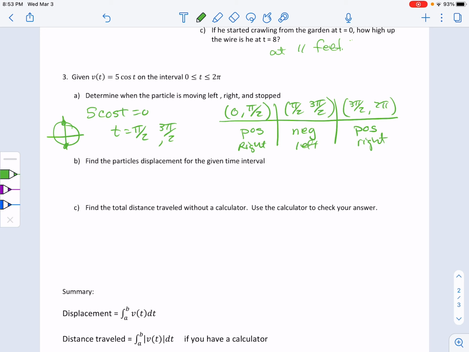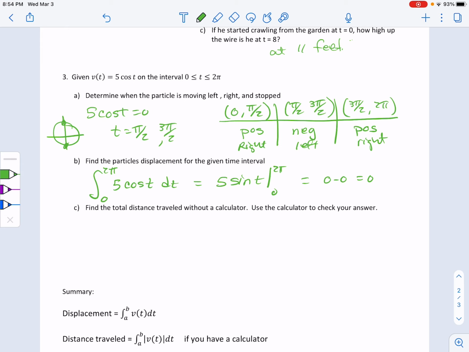Find the particle's displacement. You can integrate from 0 to 2 pi, 5 cosine t dt. So this ends up being 5 sine of t from 0 to 2 pi, which is 0 minus 0. So there's no displacement. It came right back to where it started.